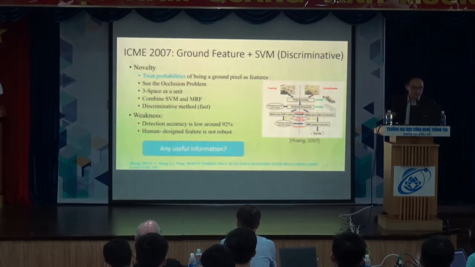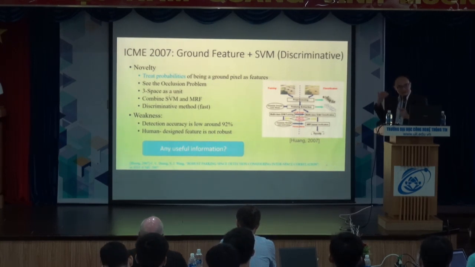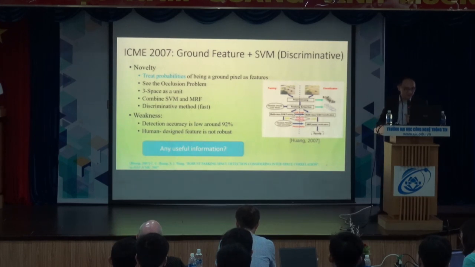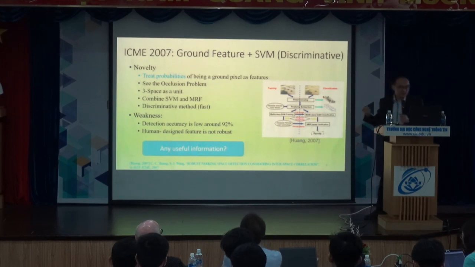Later, we also gained some more experience. If you do it one by one, the result is usually not good. So in order to handle this occlusion problem, we treat three spaces as a unit, and in later publications, we always use this definition. In this paper, we considered the support vector machine and the Markov random field. We also found that this kind of discriminative method usually has very fast processing speed.